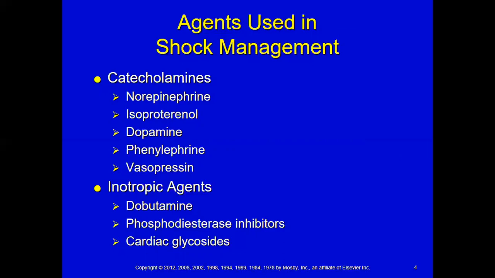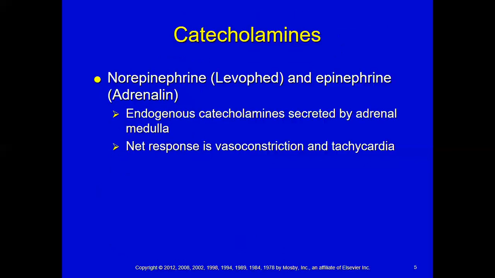Okay. So when we talk about catecholamines, we're talking about norepinephrine, isoproterenol, dopamine, phenylephrine, which is Neo-Synephrine, vasopressin, which you'll hear a lot in codes. You'll hear a lot of them call out for vasopressin. And then our inotropic agents: dobutamine, phosphodiesterase inhibitors, and cardiac glycosides. Okay, so just remember, the catecholamines are going to squeeze the vasculature, and the inotropic agents are going to squeeze the heart. They're going to make the heart squeeze harder.